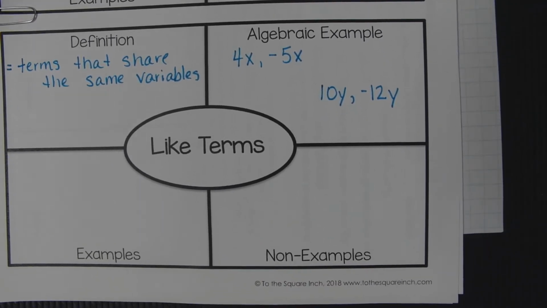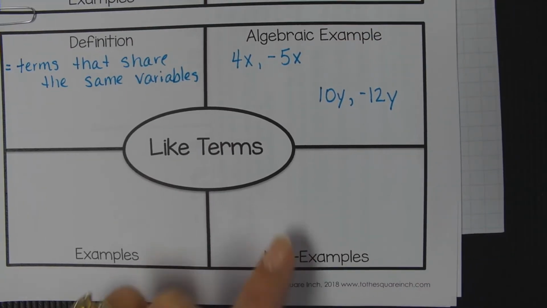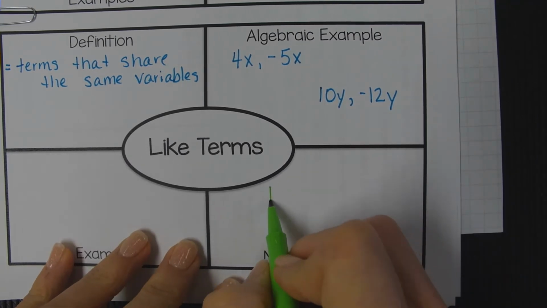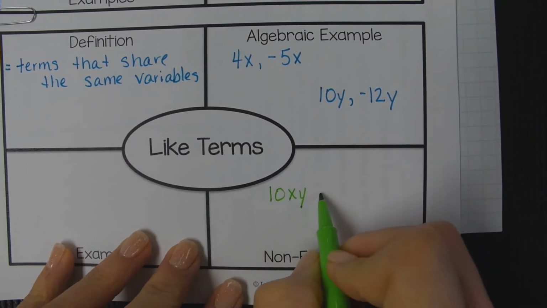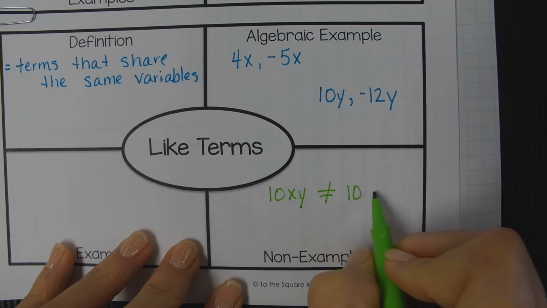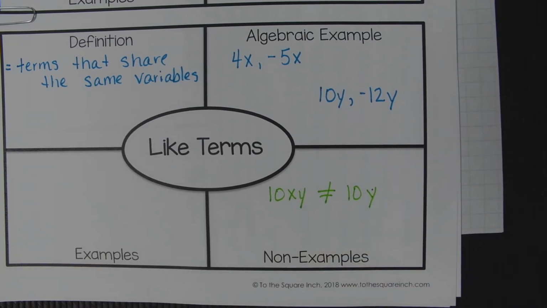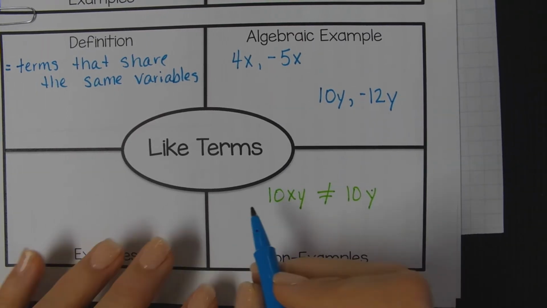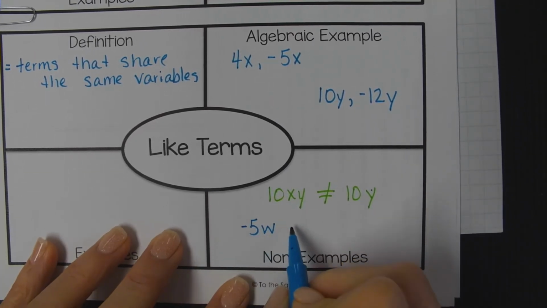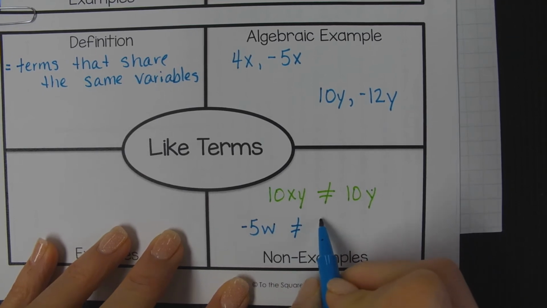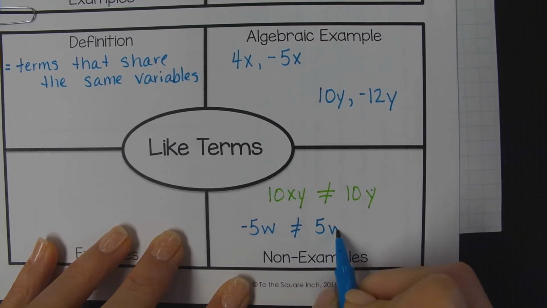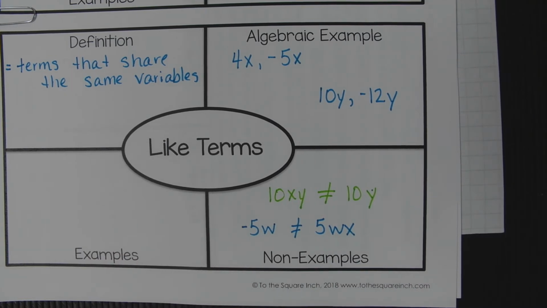Okay. Non-examples, I'm going to go down this way. Well, that's kind of easy. 10xy is not the same as 10y. You see how those are not the same? They don't share the same variables. Okay, 10xy, 10y. Another example is negative 5w is not equal to 5wx. Should be xw.